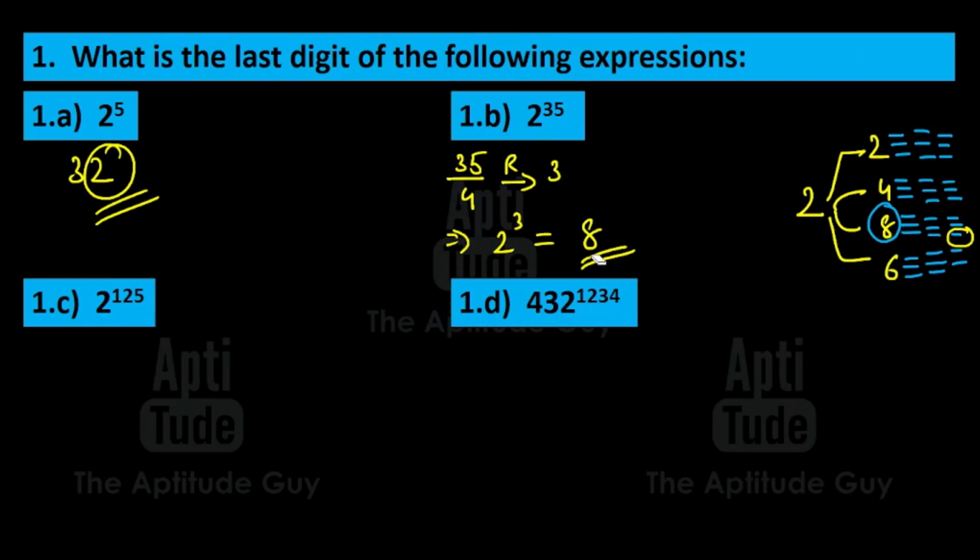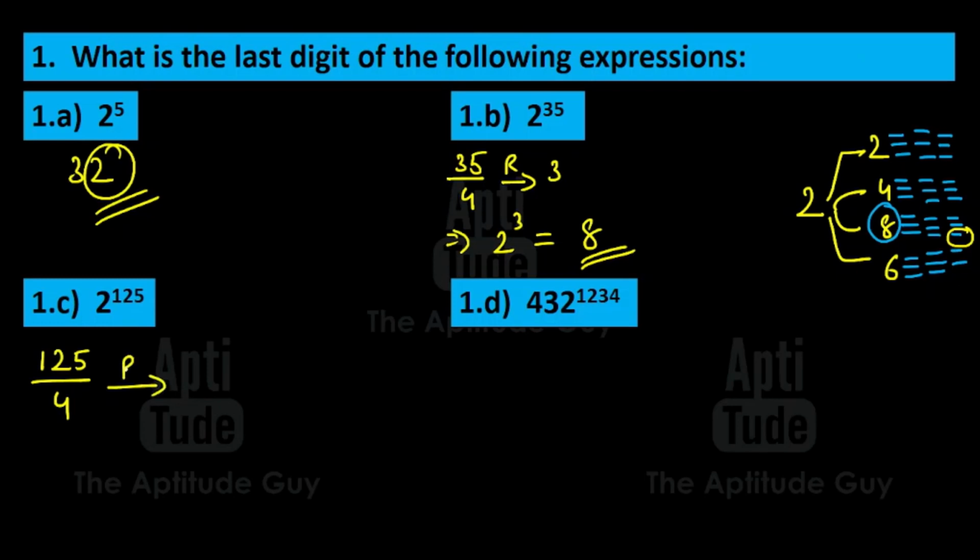That is the answer. Now let's apply the same thing to 2 to the power 125. It's impossible for us to count till 125, obviously. It's not impossible, but it's stupid and time consuming. So let's not do that. We have 125 divided by the same thing, 4. Again, why are we dividing by 4? Because 2's power cycle has 4 terms, so we divide it by 4.